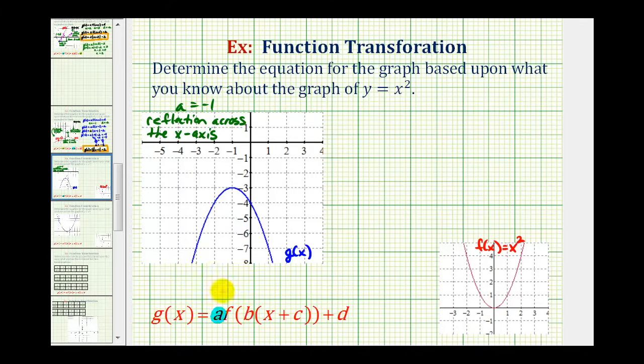That should make sense because by changing the sign of the function values for f, we're changing the sign of the y values, which would reflect the graph across the x-axis.